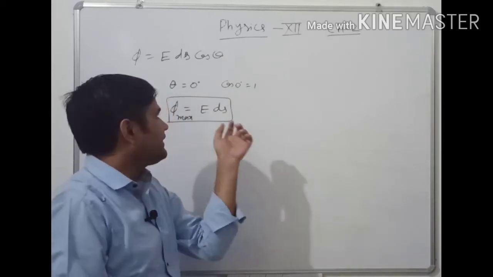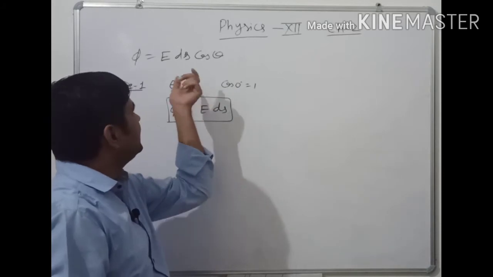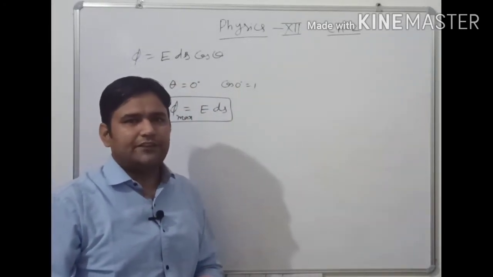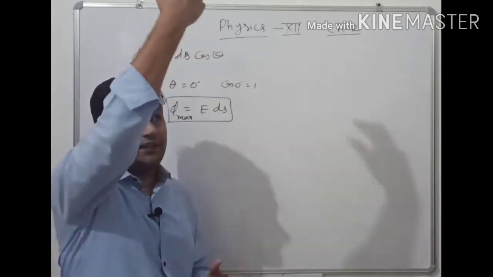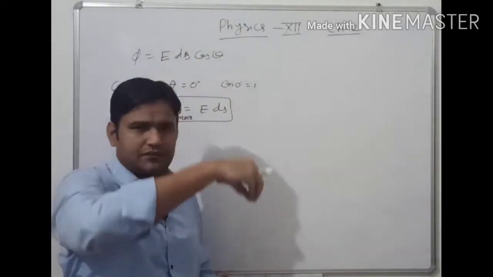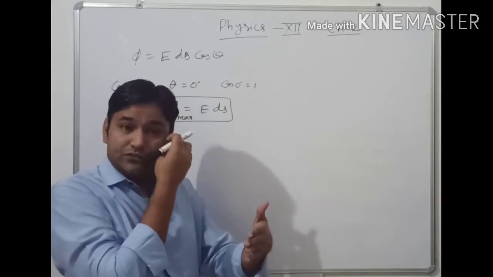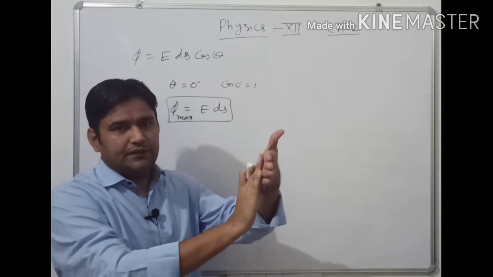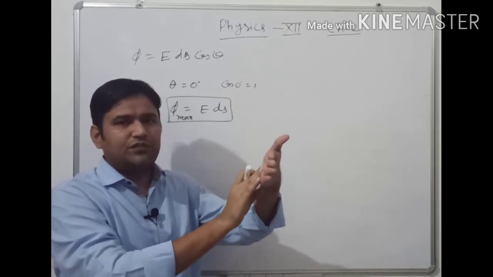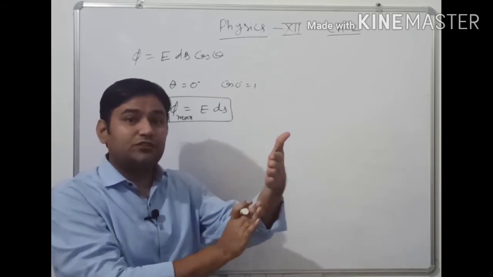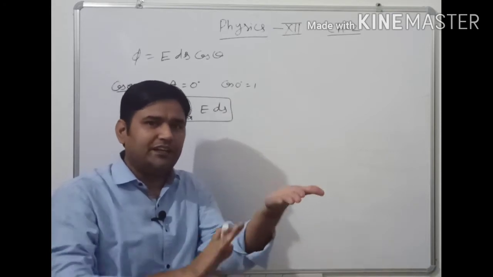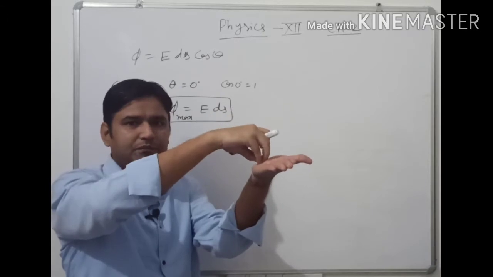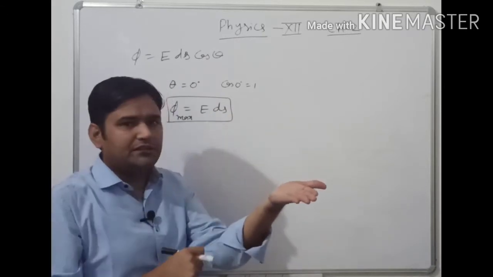Clear. Here we are considering theta equal to 0, the angle between the area vector and the electric field vector. The electric field lines are downward, their direction is downward, and the angle is 0, so my palm is like this. In this case the number of field lines is maximum, and that's why phi is maximum.